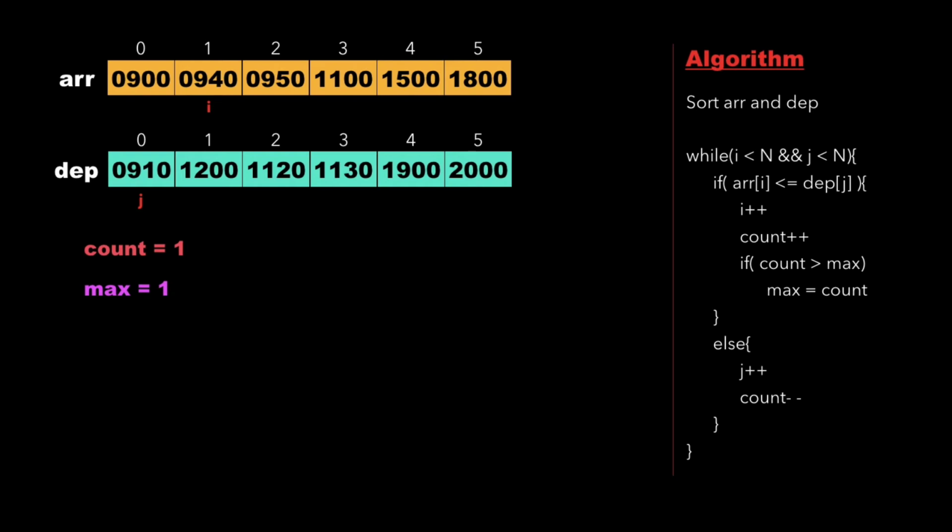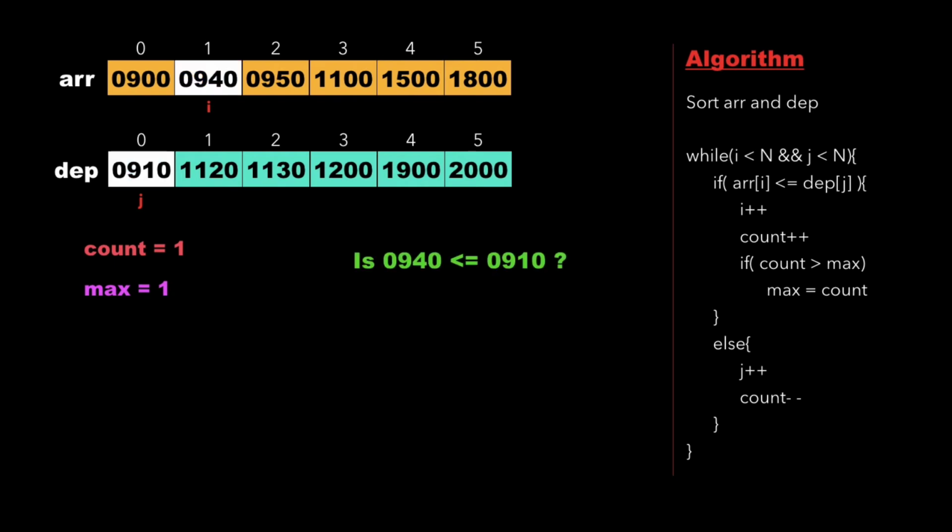So first we sort the arrival and departure arrays. Since the arrival array is already sorted, we sort the departure array. And then we run a while loop for i less than n and j less than n. And then we check whether arrival of i is less than or equal to departure of j.